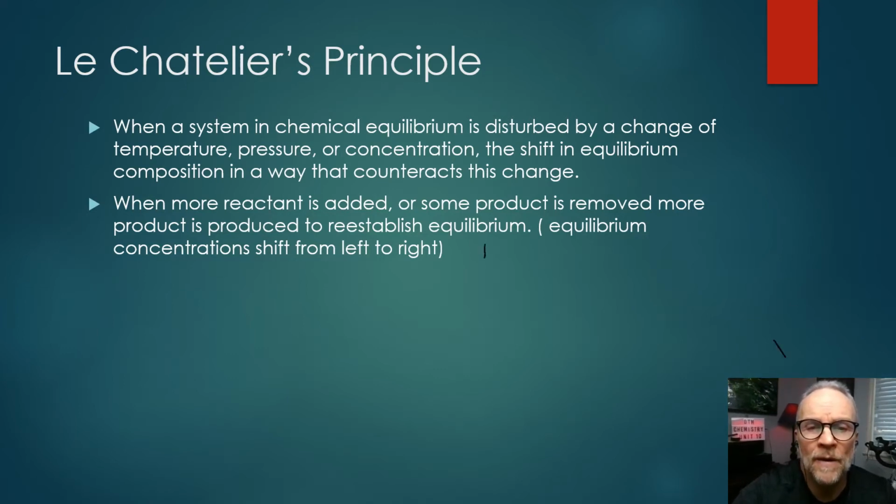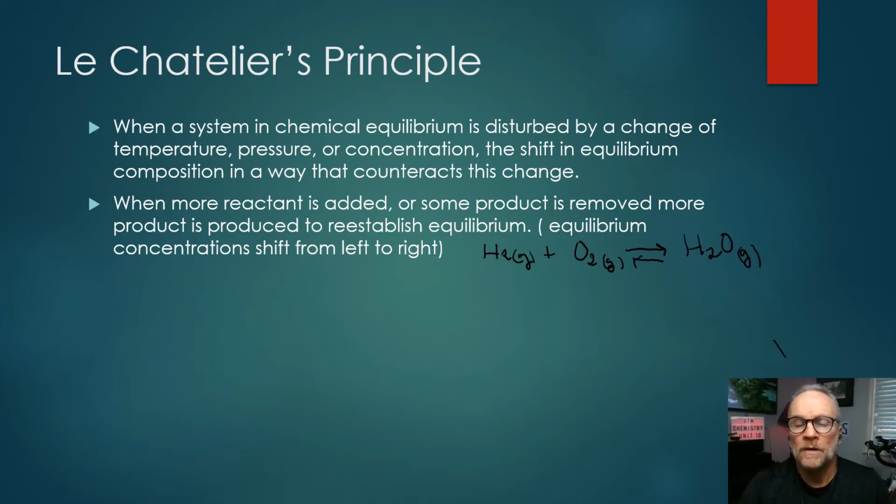So let's do a little example here and talk about that. So let's say that we have some hydrogen gas and some oxygen gas mixed together to form our gaseous water. All right, let's balance the equation here just so that we're in good shape. So we'll have to put a 2 next to the water and a 2 next to the H2. And so now we are balanced.